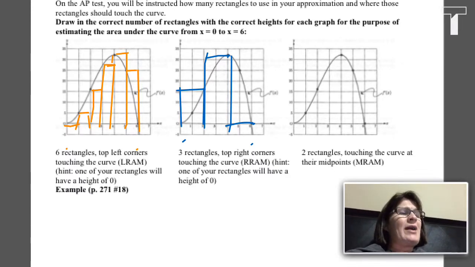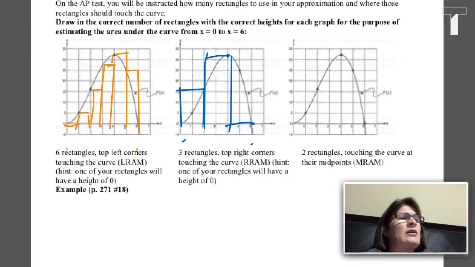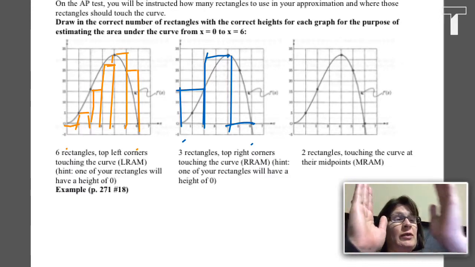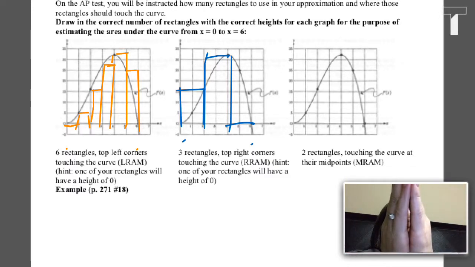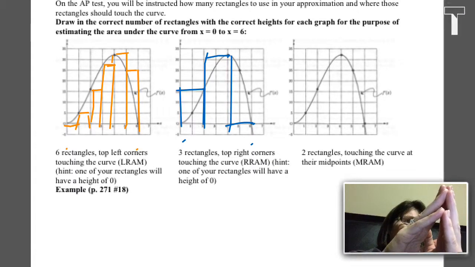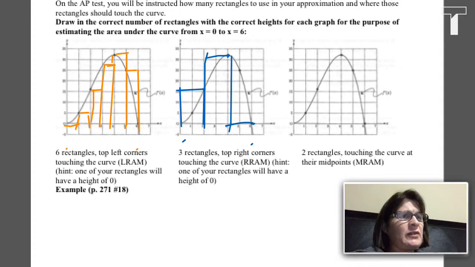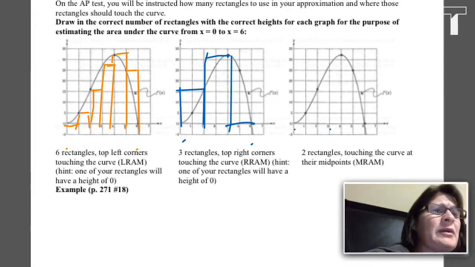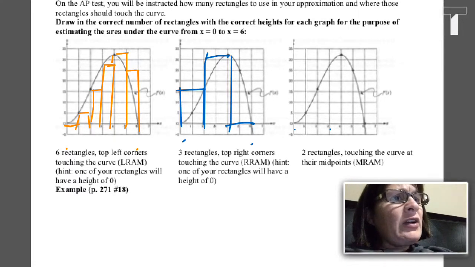Okay, third one, I've been asked to make 2 rectangles touching the curve at their midpoints. So 2 rectangles to go from 0 to 6. That means the first rectangle goes from 0 to 3, and the second rectangle goes from 3 to 6. All right, so the first rectangle is supposed to cover from 0 to 3. What's the midpoint of 0 to 3? Well, it's 1.5. So what I need to do is come in here and figure out how high the curve is when x is 1.5. Kind of looks like that. That's going to be the height of my rectangle.